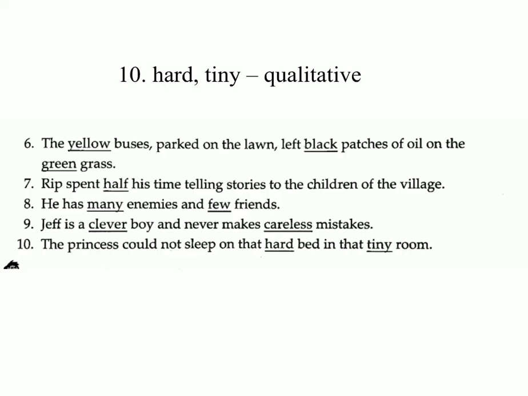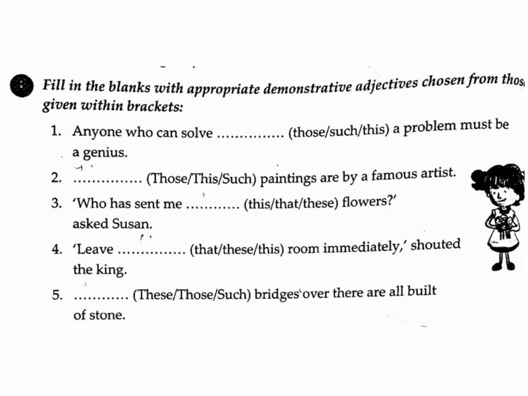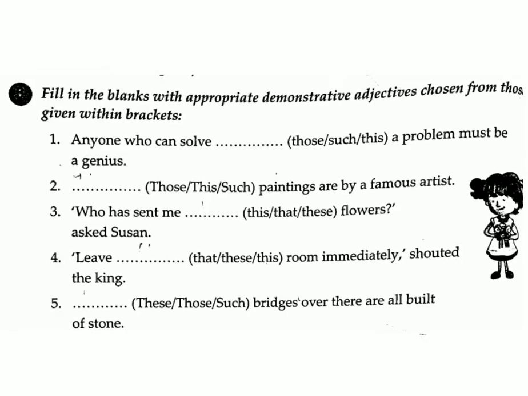B. Fill in the blanks with appropriate demonstrative adjectives chosen from those given within brackets. 1. Anyone who can solve blank, those, such, this, a problem must be a genius. Answer: such. 2. Blank, those, this, such, paintings are by a famous artist. Answer: those. 3. Who has sent me blank, this, that, these, flowers? asked Susan. Answer: these. 4. Leave blank, that, these, this, room immediately, shouted the king.